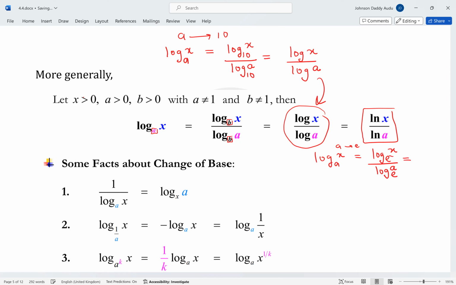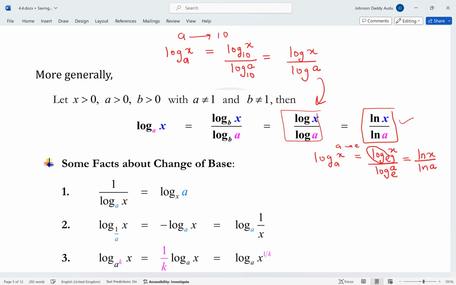But what is log to base e? It's just ln. So you have ln x over ln of a. So this is just the explanation of how to move from this base. You can move from base a to any base, either b, or you can move to base 10. If you move into base 10, you use this. If you are moving to base e, you use this one.